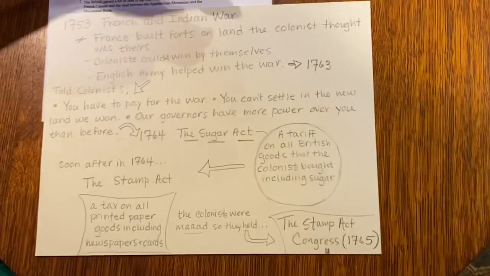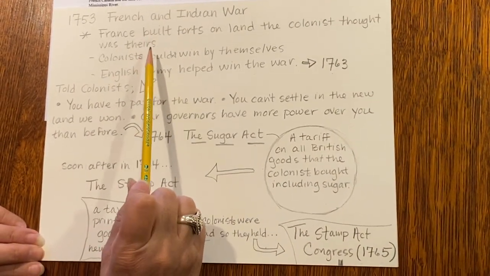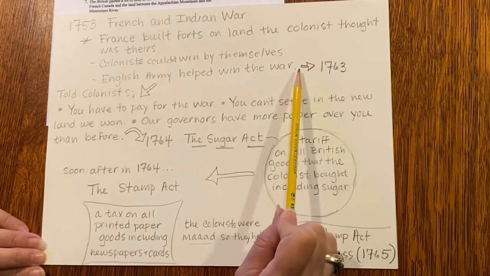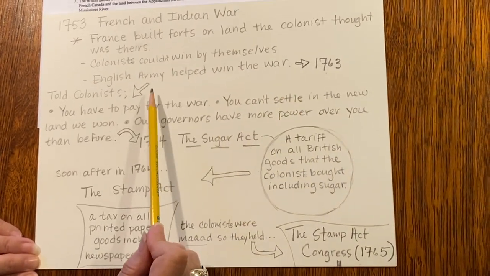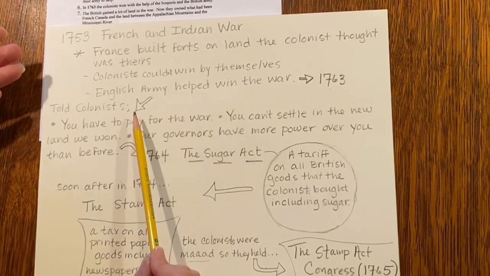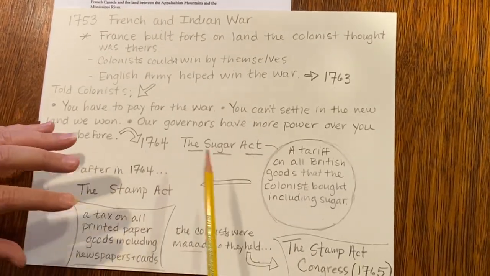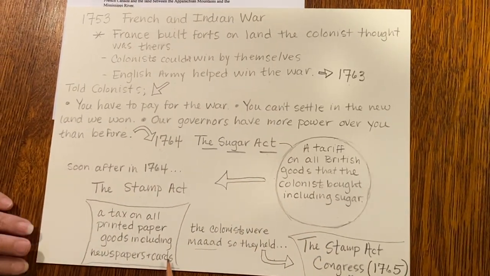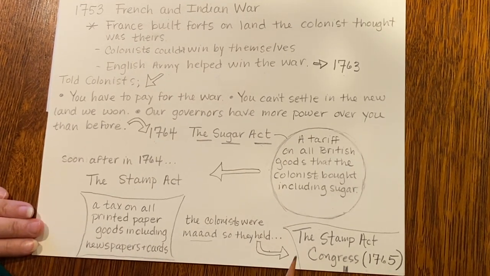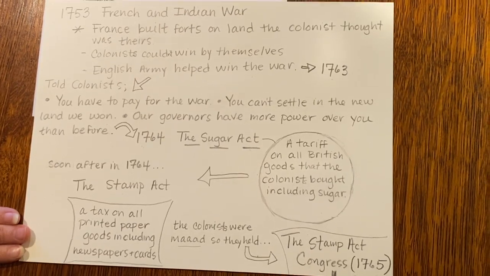So you can kind of see how one thing really leads to another, right? France building their forts, that makes the colonists go to war. Colonists can't win, so they need the English to help them. Now the English spent all that money, so they need taxes from the colonists, so they passed the Sugar Act and the Stamp Act. That makes the colonists mad, so they had the Stamp Act Congress in 1765.